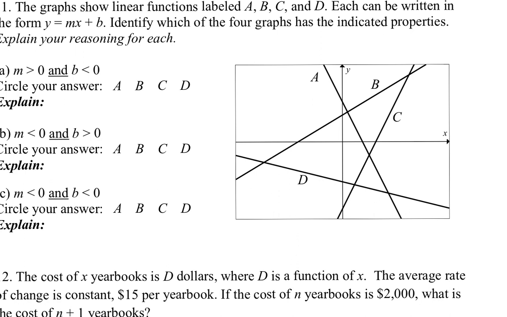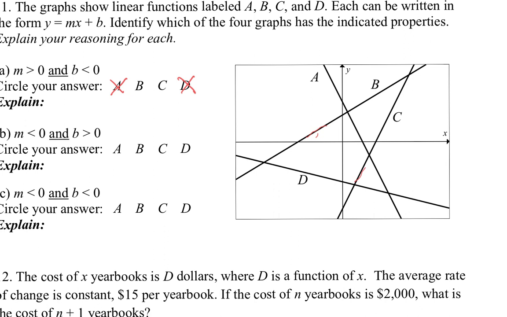So m is our slope. Positive slope means that it's increasing as we go to the right. So B is going up as we go to the right. So is C. A is not. A is going down, and D is also going down. So it means it cannot be A, it cannot be D, because both of those have negative slopes.